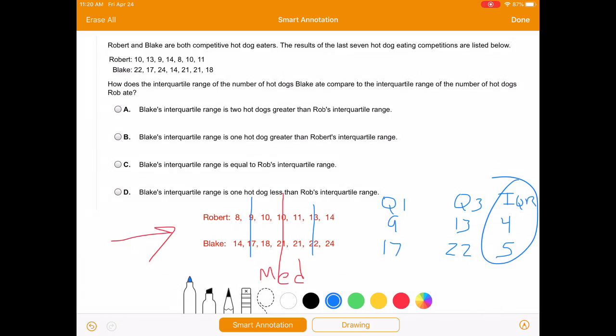So they're talking about Blake in relationship to Robert. So Blake's interquartile range is 1 hot dog greater than Robert's interquartile range, which is B.